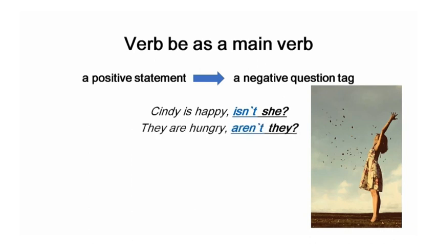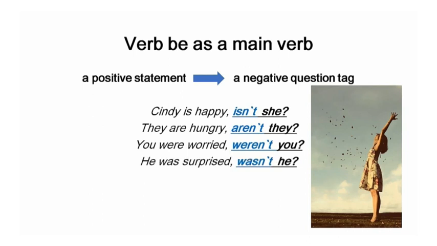They are hungry, aren't they? Are becomes aren't, and we add they at the end of the question tag. You were worried, weren't you? Were becomes weren't, and we add you. He was surprised, wasn't he? Was becomes wasn't, and we add the personal pronoun he.